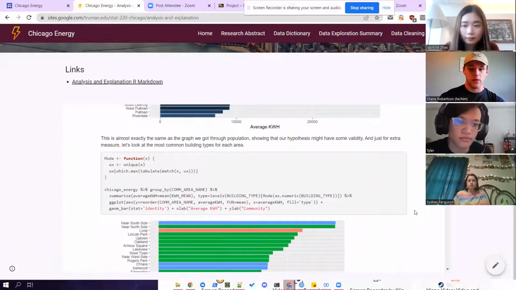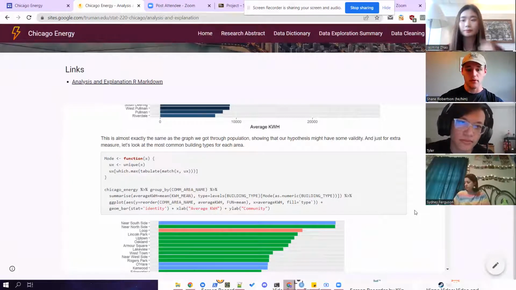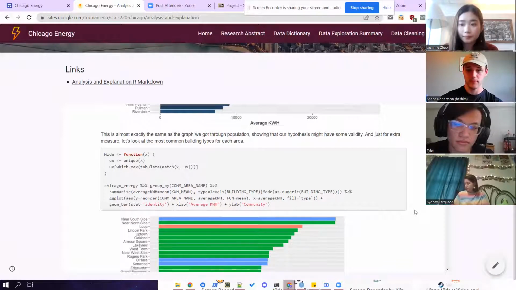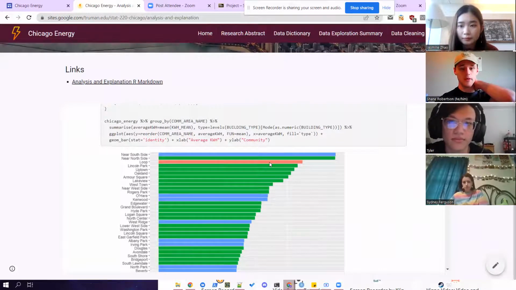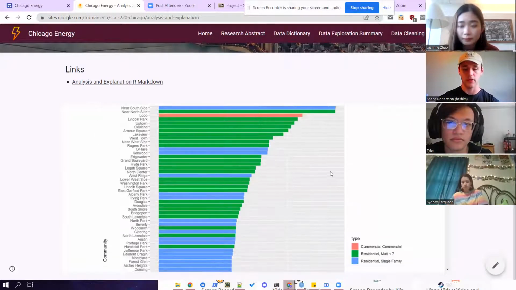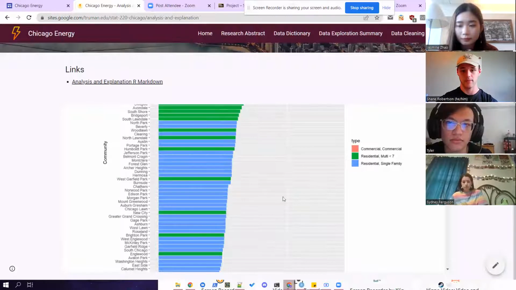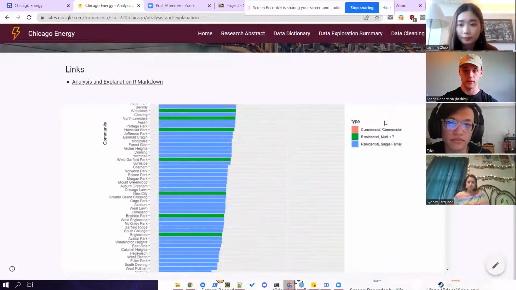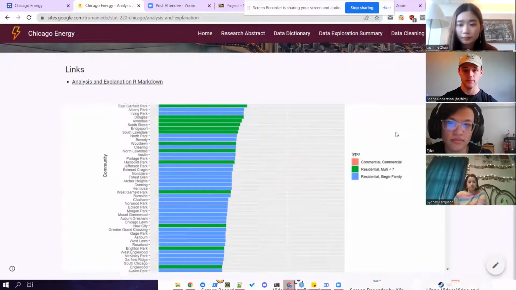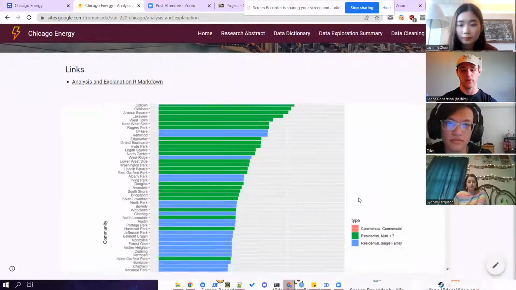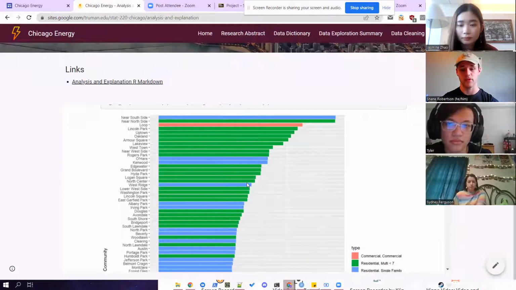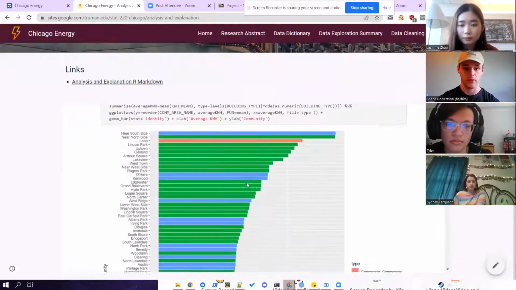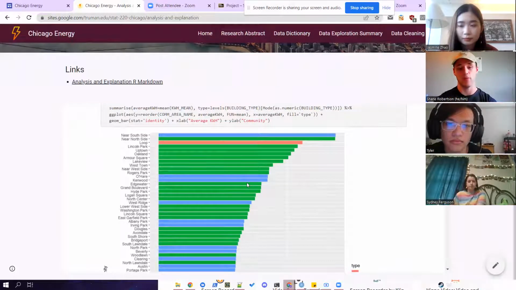So to get a better understanding of the data, we also wanted to see if there was a more common building type in communities with higher energy usage. And so what this chart does is it gets the most common building type for each community and displays it as a color. So the most common building type for each community: blue would mean single family, green would mean residential multifamily, and red is commercial, but we only have one commercial. As you look at this data, you can see that it slowly goes up. As the energy usage goes up, so does the number of multi-resident house buildings. So we assume that the higher energy usage areas have more apartments.